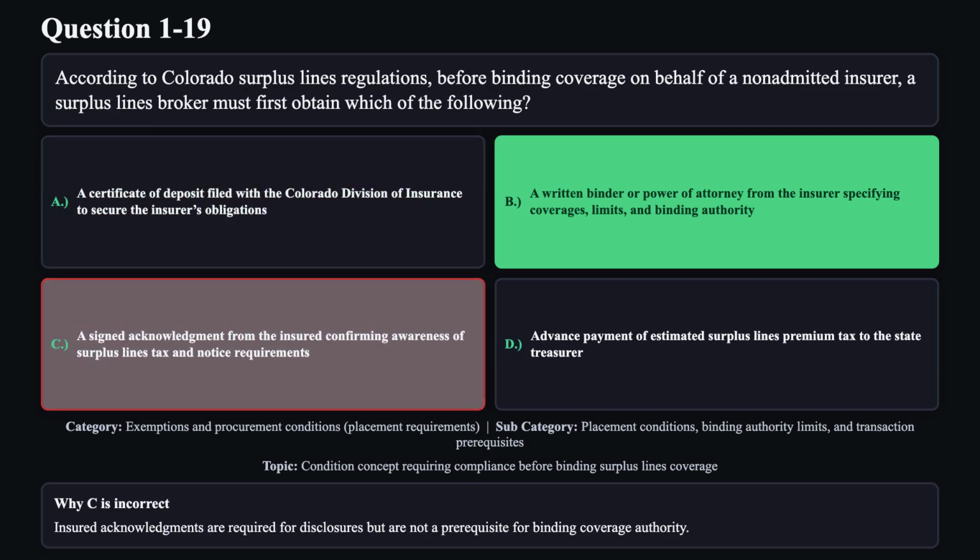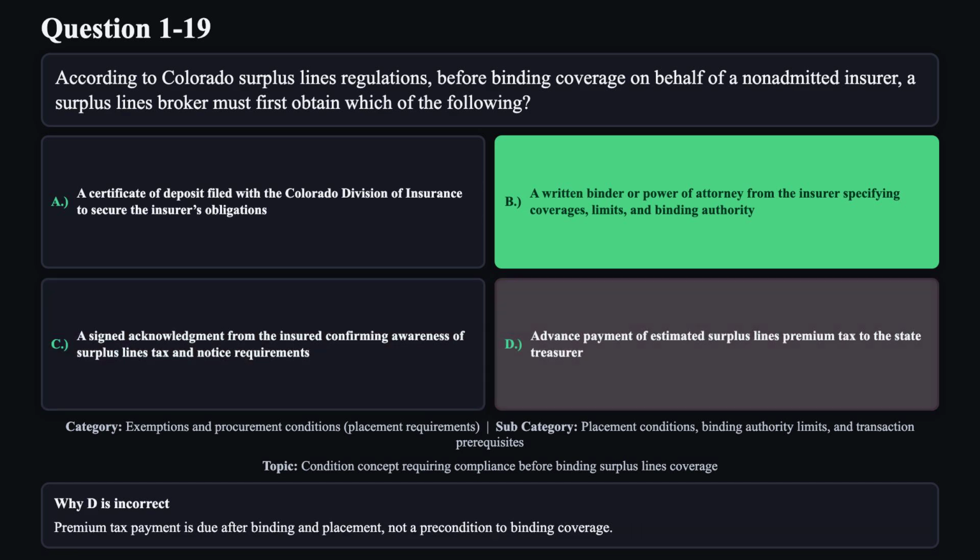Reason C is not correct. Insured acknowledgments are required for disclosures, but are not a prerequisite for binding coverage authority. Reason D is not correct. Premium tax payment is due after binding and placement, not a precondition to binding coverage.